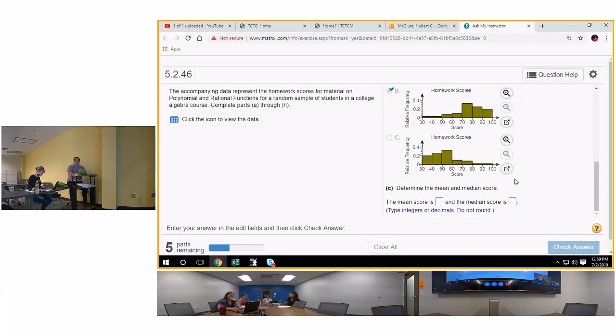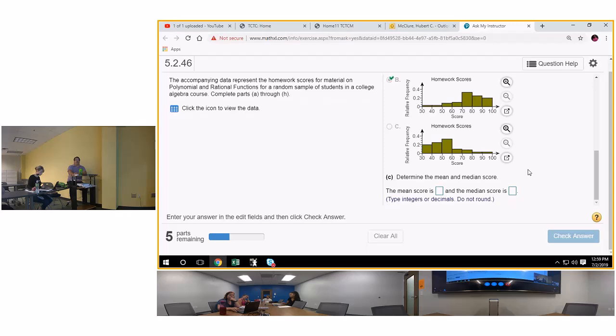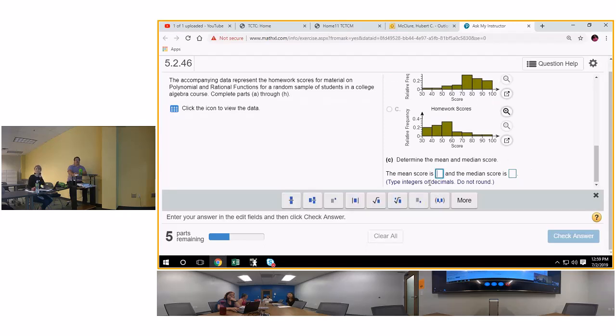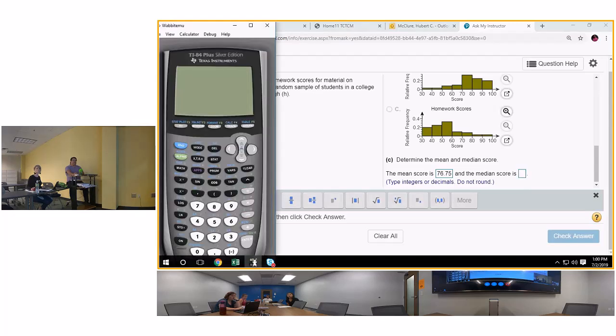Determine the mean and the median. Now I didn't do the median, but what is the mean? It says type in, somebody give me the mean. 76.75. Did anybody do this on your calculator? I'll do that. I wonder if I do everything.